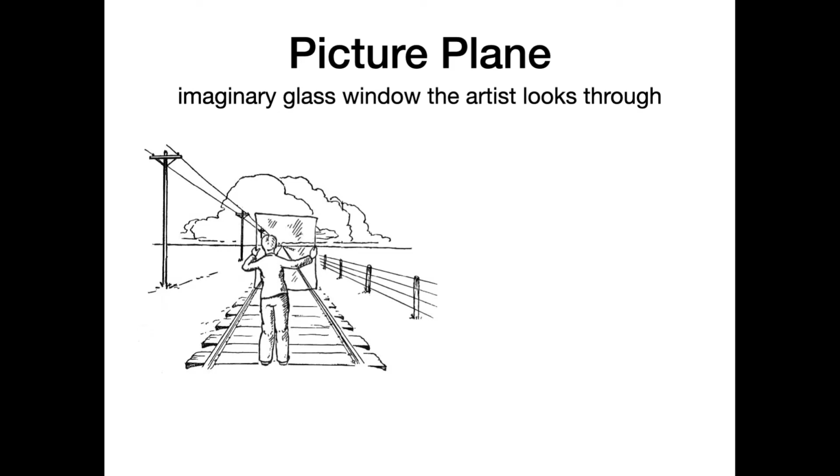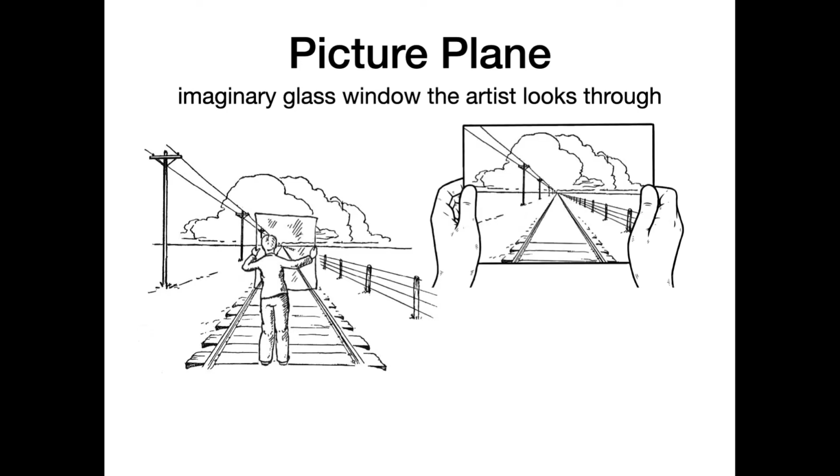Picture plane. It's an imaginary glass window the artist looks through. So imagine you are holding a piece of glass in front of your face. If you were to then take a Sharpie and trace the outlines of what you would see onto the glass, the result would be a perspective drawing. So in reality, our piece of paper represents that glass, and what we are drawing is within our picture plane.